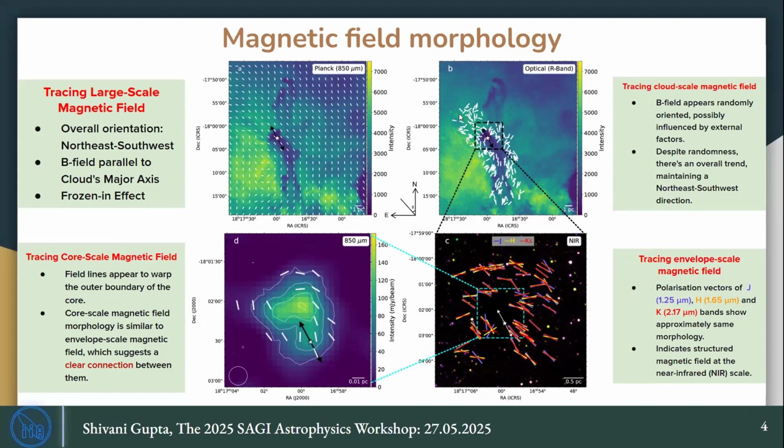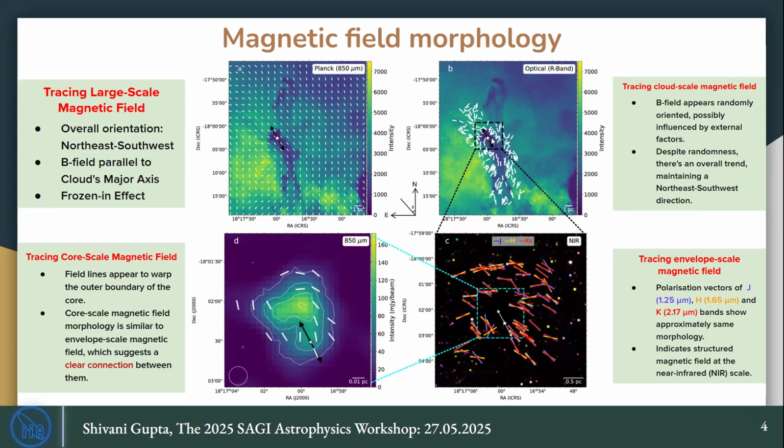The magnetic field is randomized in nature. It may be because it is possibly influenced by external factors, but despite the overall randomness, it maintains our overall trend of northeast-southwest directions.